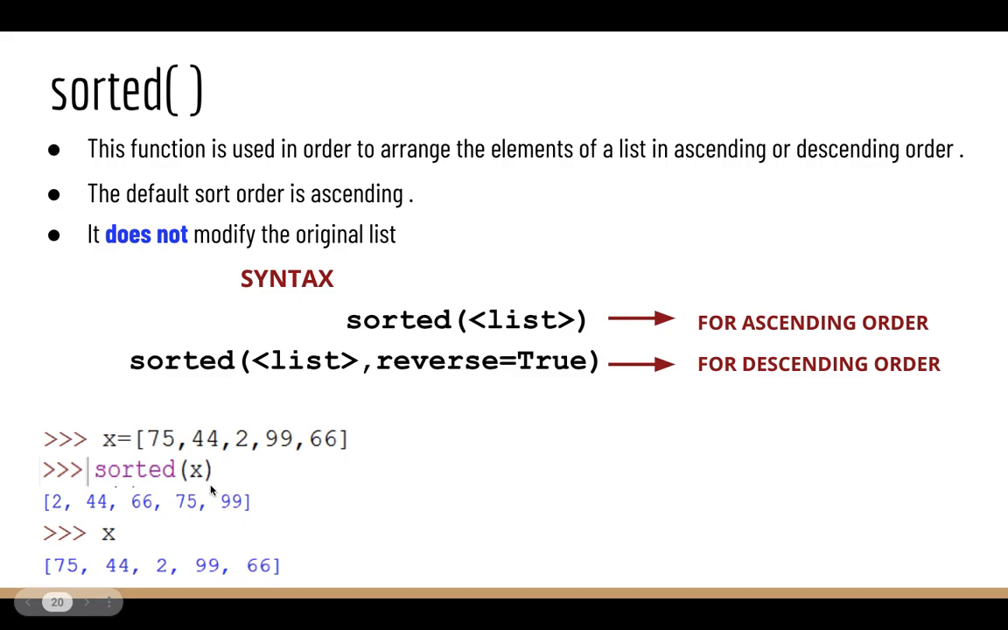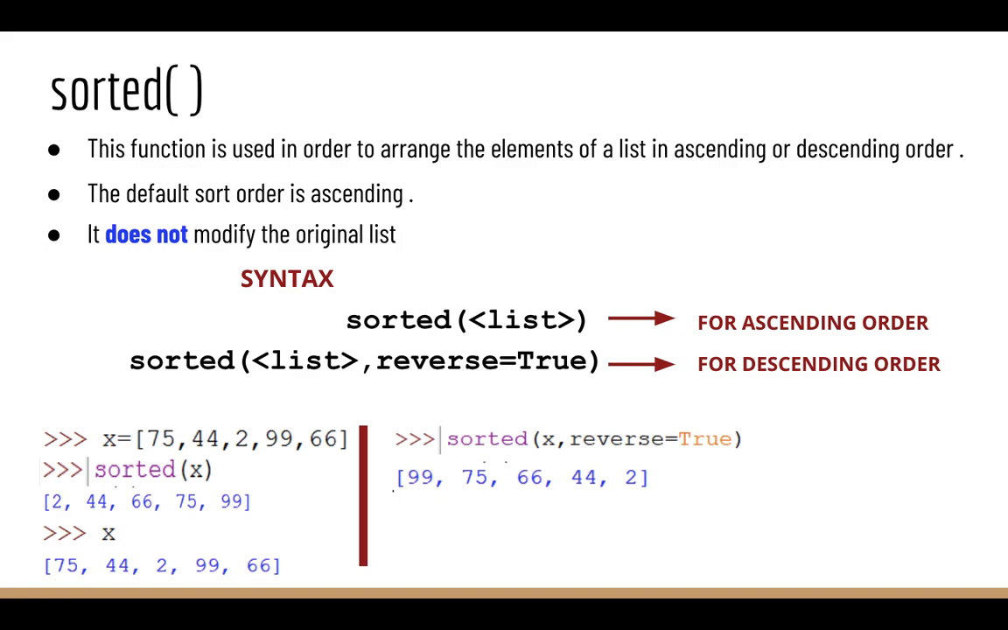Very important questions from examination point of view also. You should be very clear with these differences. Hence, I have put the differences wherever it is required. So, if I type in sorted X comma reverse equals to true, what it will do? It will sort the items but in descending order. If I type in X, what I'll get? I'll get the original list only, because sorted function does not modify the list permanently.